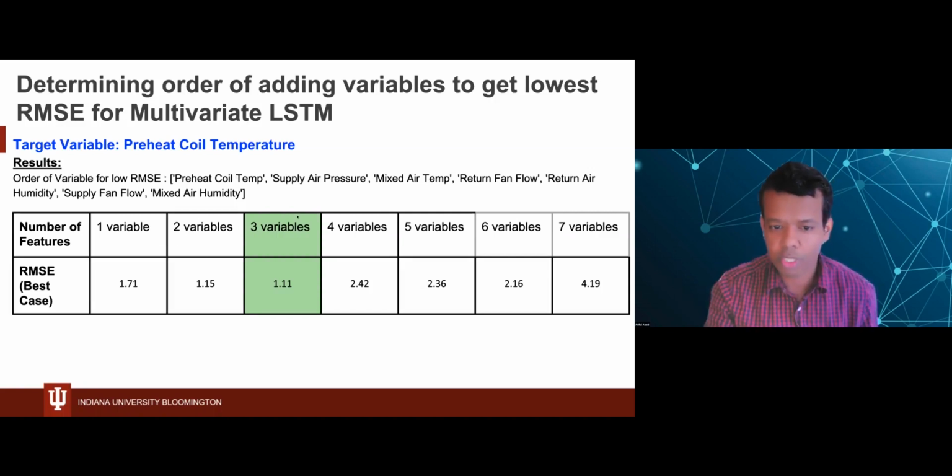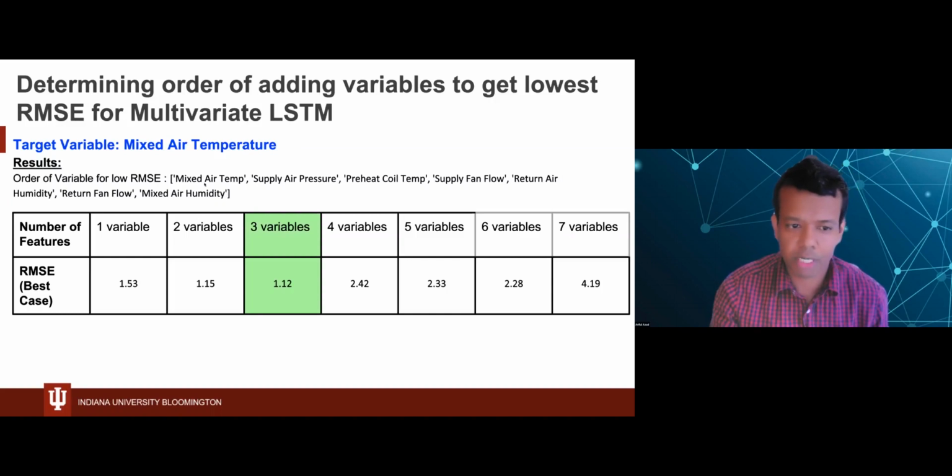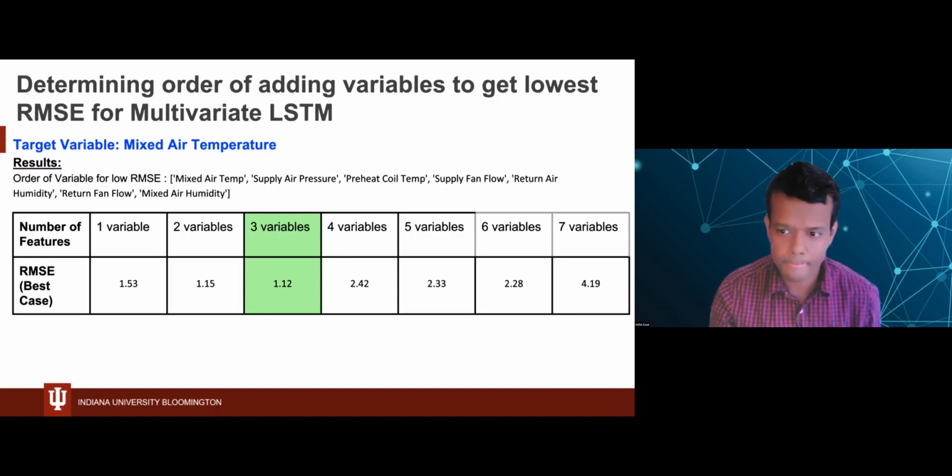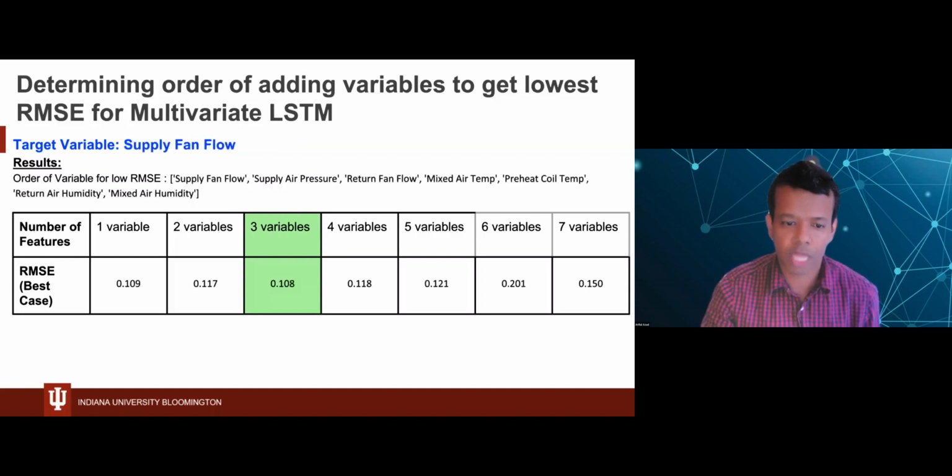We observed that when we use 3 variables, that means preheat coil temperature, supply air pressure, and mixed air temperature, these 3 variables are giving us the best possible result, the lowest error in this case. We did this for other types of target variable like mixed air temperature, and again, the 3 variable case is giving us the best possible result. And the variables that we are using to improve the performance may change from one target to another. And here is another example. Again, combining 3 time series instead of 1 or 7 is giving us the best possible result.